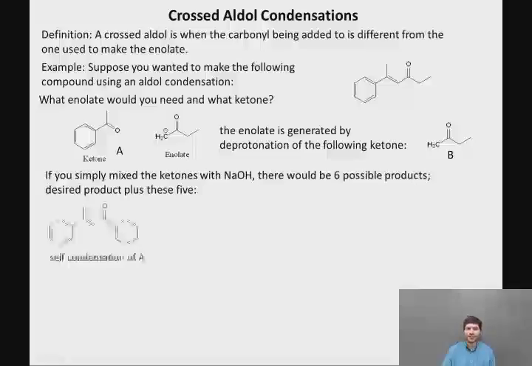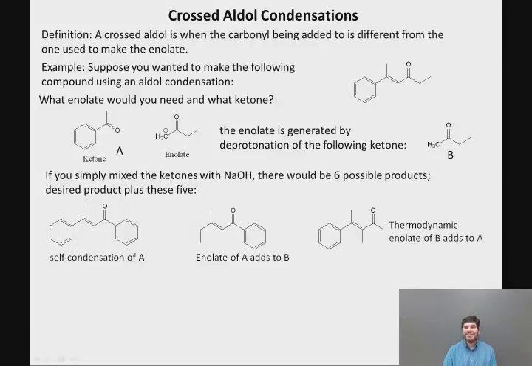Okay, so we would get this product from the self-condensation of A. So A has alpha hydrogens. It can add to itself, do an aldol plus dehydration, and that would give you that product. We can get A forming an enolate, and that can add to B, which would give you product 2.